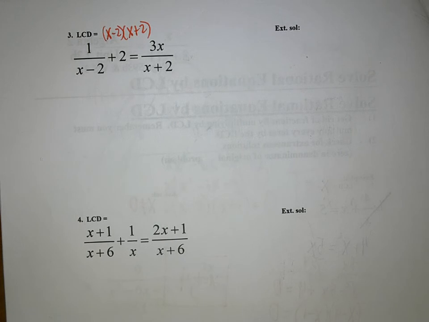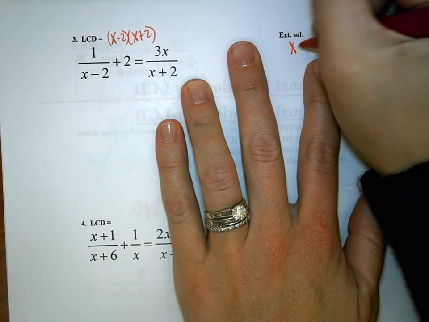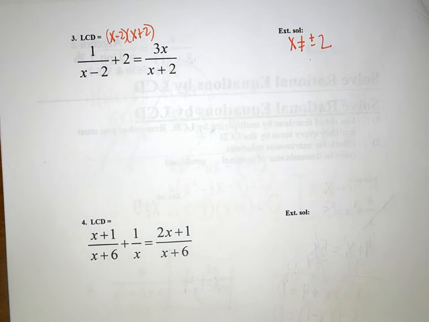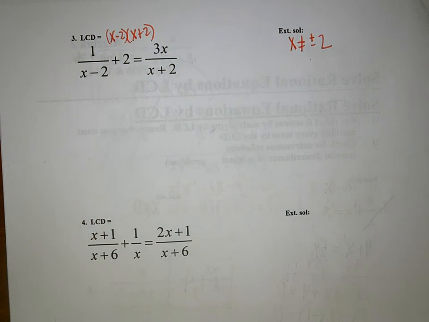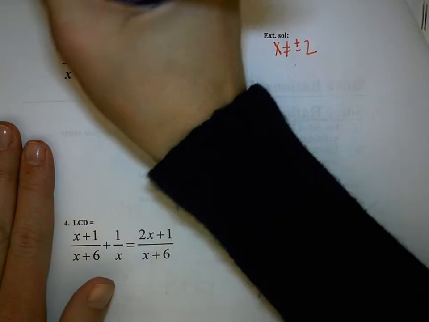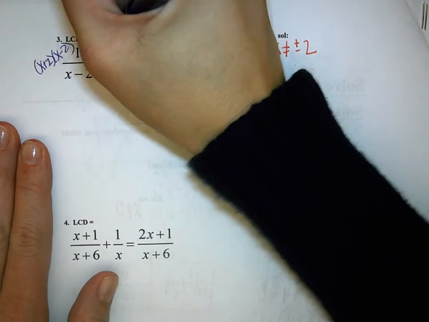Who can tell me what my extraneous solutions are? Very good. You can write that as 2 and negative 2, or you could put plus or minus 2. Simplify that a little bit. Okay, so what is my next step going to be? Good. We're multiplying everything by the LCD, which is x plus 2, x minus 2. So you write that to every single term.